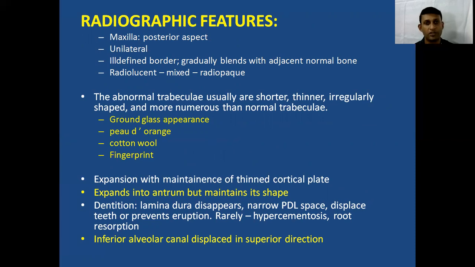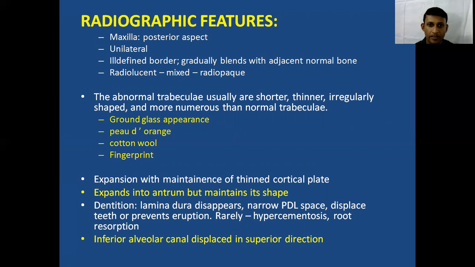You will not be able to differentiate the borders of the pathological region from the normal bone. The borders will be merged with the adjacent normal bone. And in the very early stage, this fibrous dysplasia will become totally radiolucent. Then slowly, after bone formation or fibrous production, it becomes mixed. Then in a very mature stage of fibrous dysplasia, it appears radio-opaque.